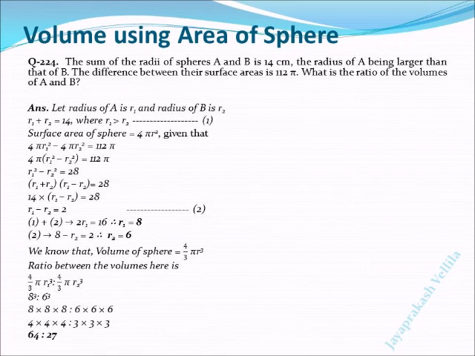r1 is 8, r2 is 6. Therefore, 8 cube is to 6 cube. It can be written as 8 into 8 into 8 is to 6 into 6 into 6. Divided by 2 on both sides we get 4 into 4 into 4 is to 3 into 3 into 3, which is equal to 64 is to 27. This is the final answer.